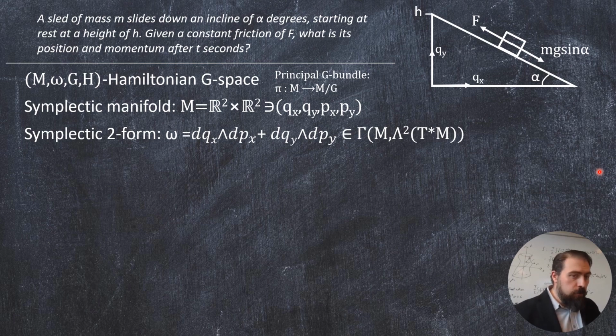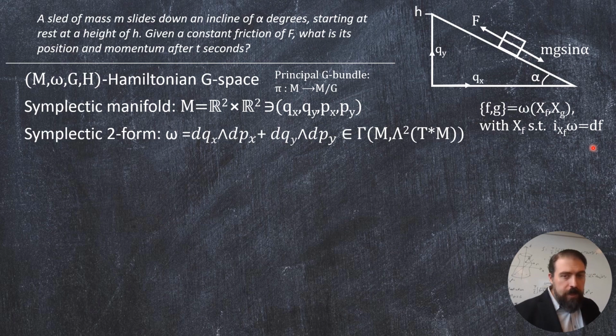And we have a canonical two form, a symplectic two form, and that's simply going to be the symplectic area here, dq_x wedge dp_x plus dq_y wedge dp_y, and this is a two form, so I write omega as a section of the second exterior power of the cotangent bundle.